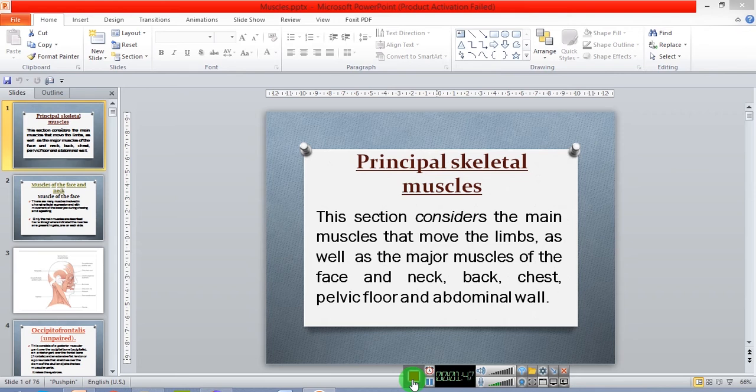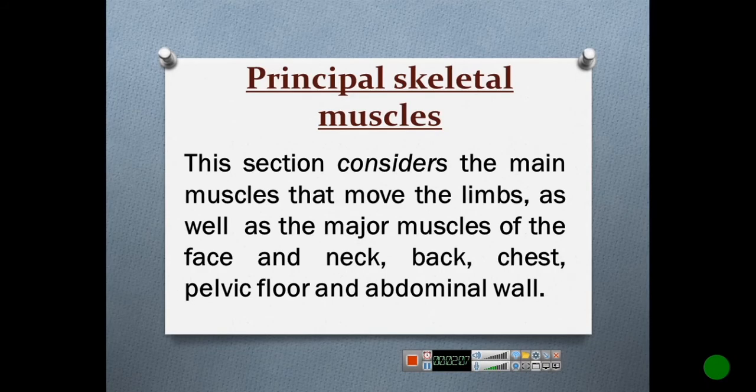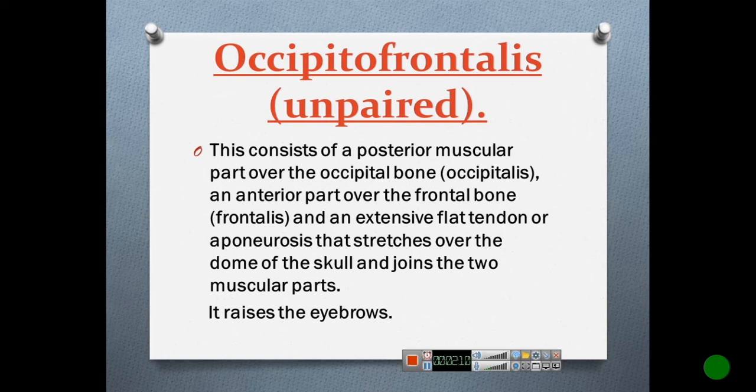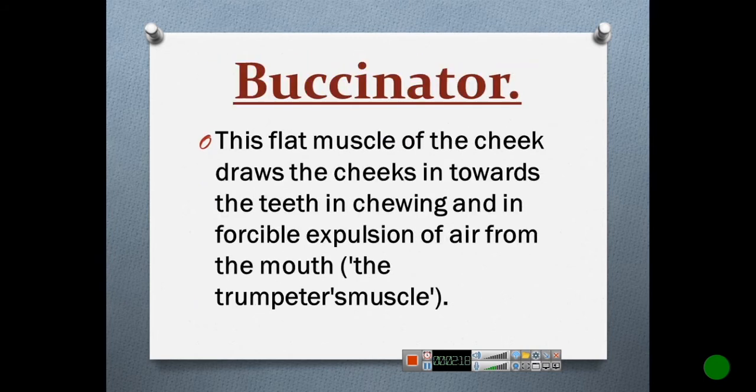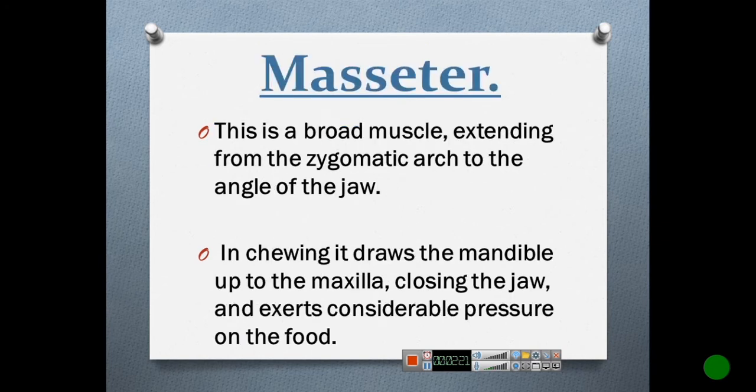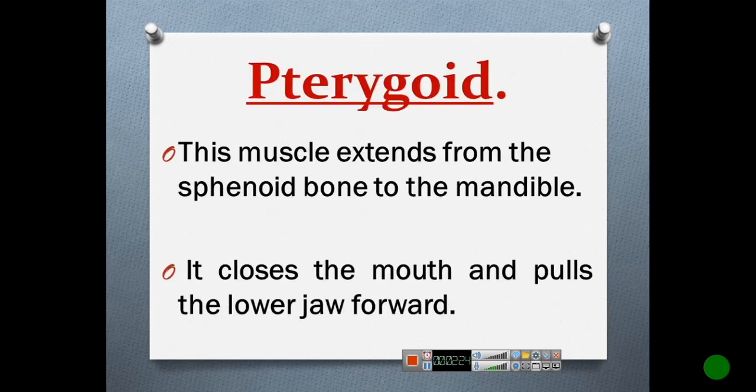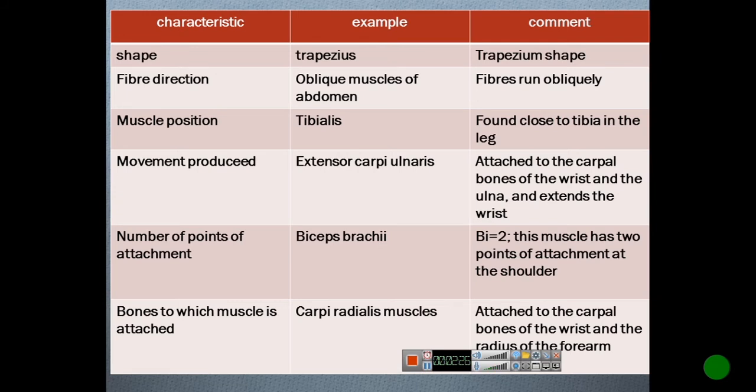You have to remember that. Okay, already we have discussed principal skeletal muscles, muscles of the face and neck, back, chest, pelvic floor and abdominal wall. What are the muscles in the face? Can you remember? Occipitofrontalis. We have already discussed. Levator palpebrae superioris, orbicularis oculi, buccinator, masseter, temporalis, pterygoid muscles.